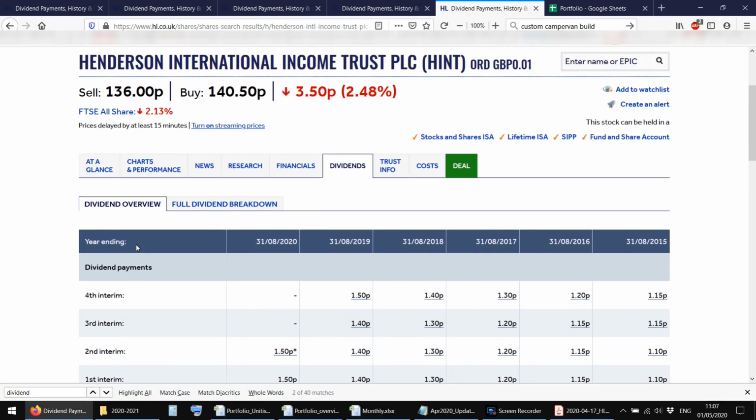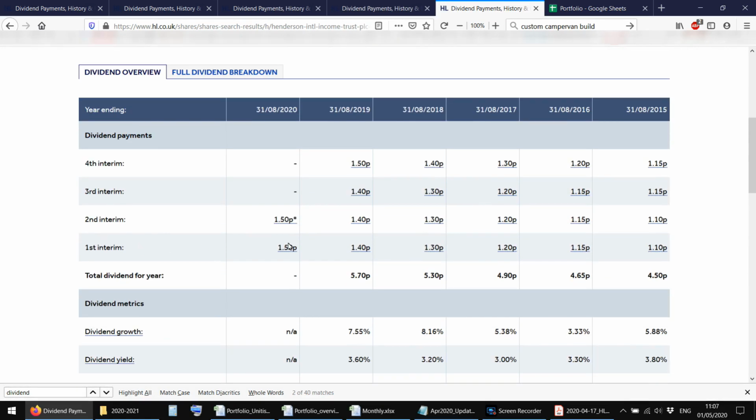And the final dividend announcement was from Henderson International. Same story, just 1.5p. They normally increase it in the fourth interim, so that would have been 1.5p anyway. So that's to be paid at the end of May.